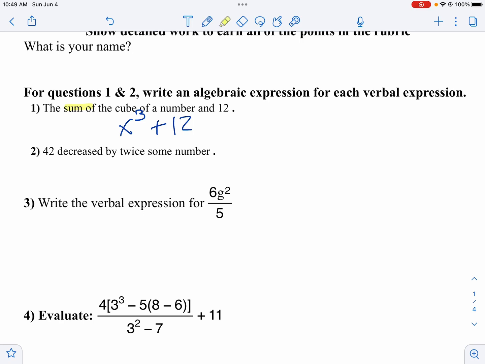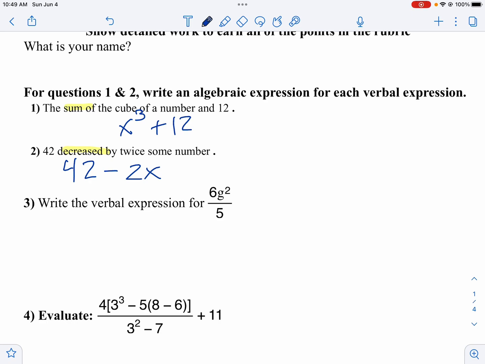On question 2, 42 decreased by, so we're going to take 42 and we're going to subtract twice some number. Well, some number is going to be x, twice means multiply. So 42 minus 2x.